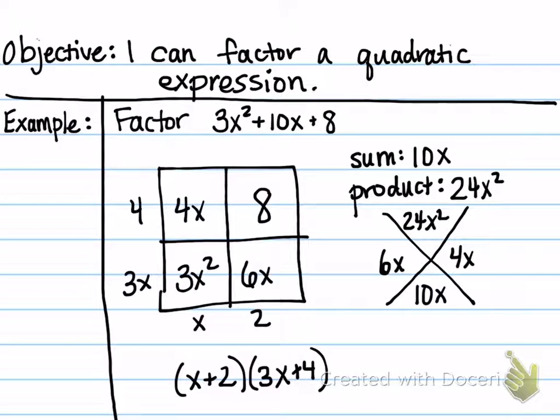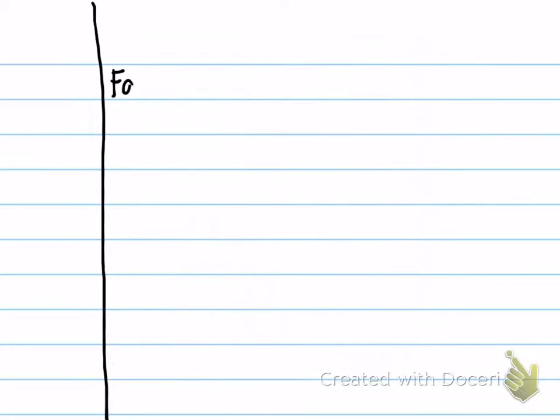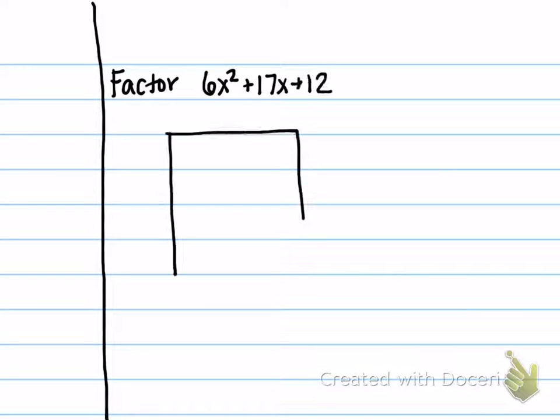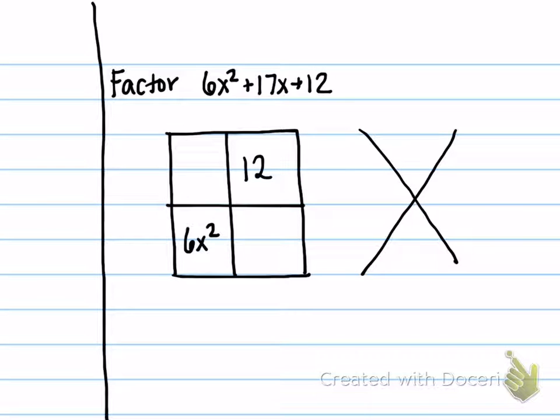Okay? Let's do one more example to make sure we've all got it. So underneath that, let's factor 6x squared plus 17x plus 12. And we're just going to set it up, same as always. So our x squared term goes down on the bottom left. Our constant goes up on the top right.